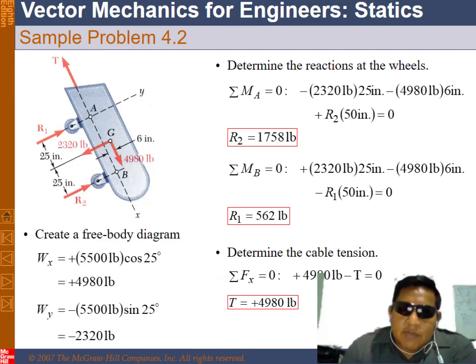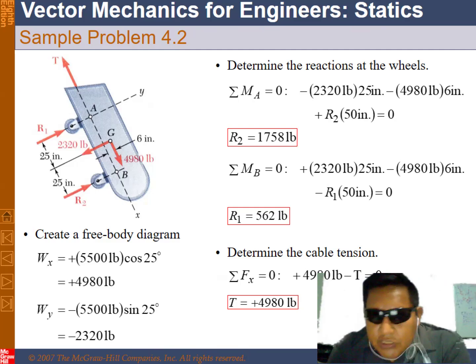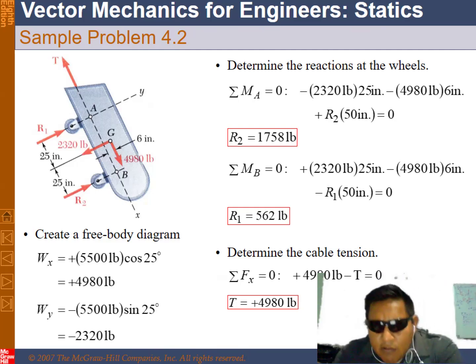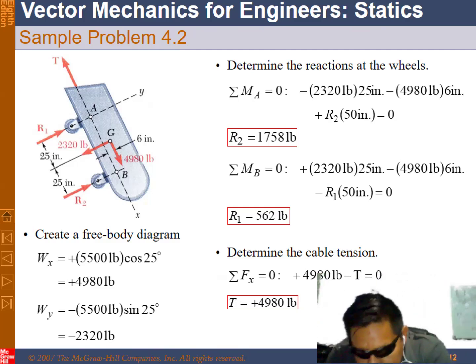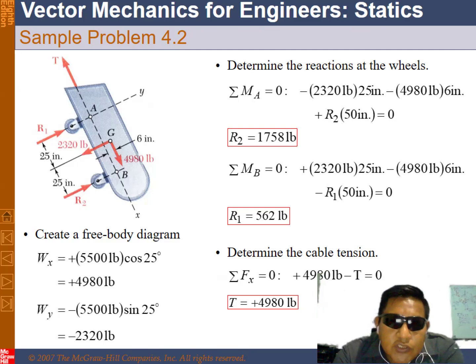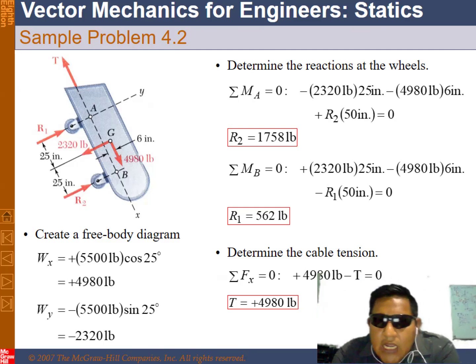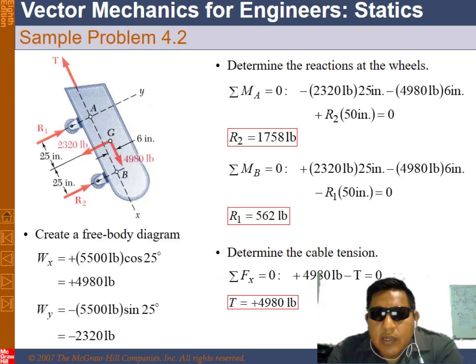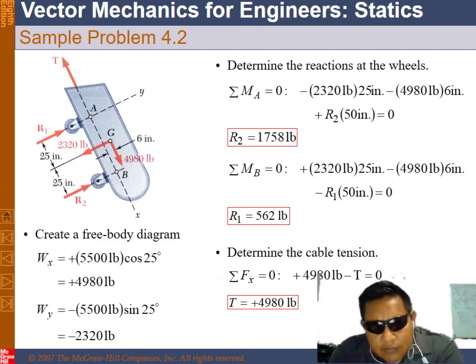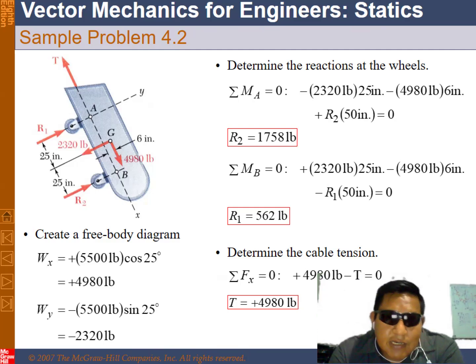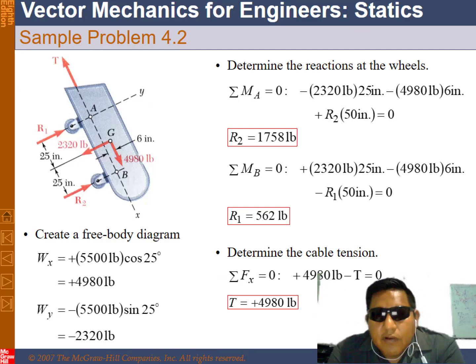The exercise, see, positive 4,980 pounds, negative letter T, the tension in the cable, is equal to 0. This is the answer: the tension, letter T, is equal to positive 4,980 pounds.